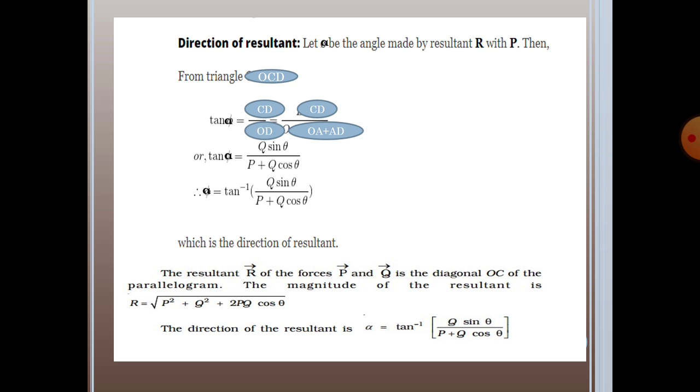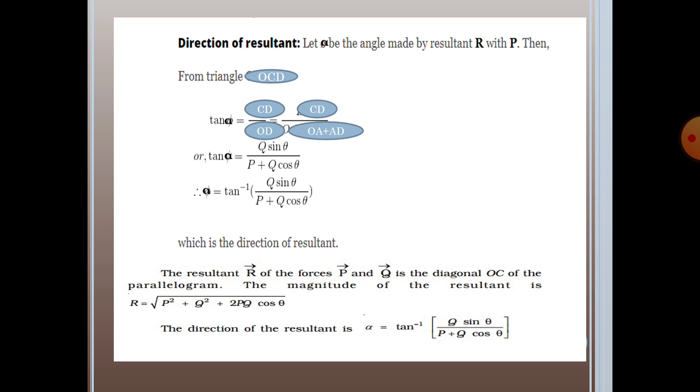Replacing CD as Q sin alpha and AD as Q cos alpha, we get alpha is equal to tan inverse of Q sin alpha divided by P plus Q cos alpha, which is the direction of the resultant. Therefore, using parallelogram law of forces, we have found the resultant of two forces.